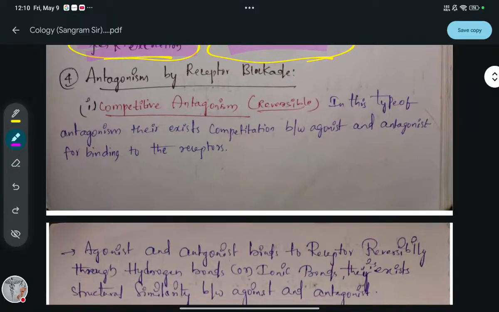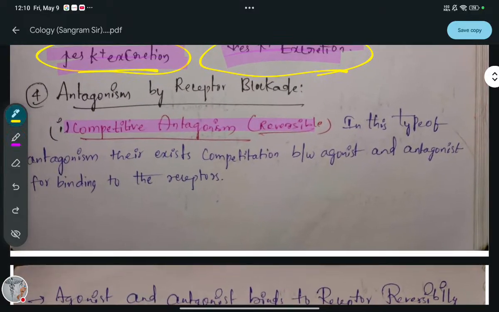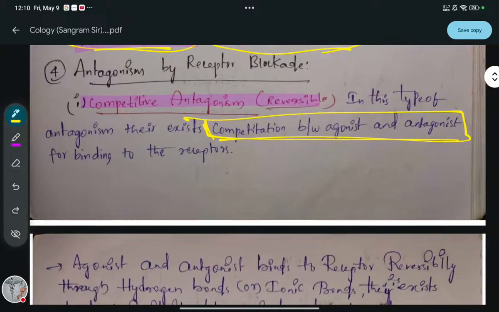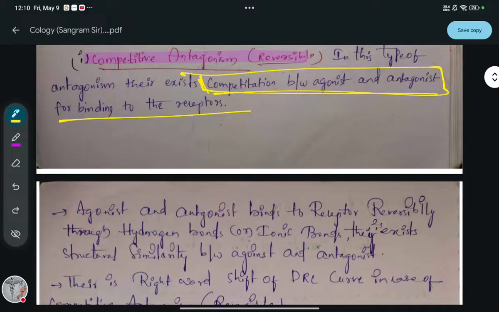So antagonism by receptor blockage is of two types. One is competitive antagonism, which is reversible, and another one is non-competitive antagonism, which is irreversible. So what is competitive antagonism? In this type of antagonism, there exists competition between agonist and antagonist for binding to the receptor. I mentioned earlier that it mainly takes place if both the drugs or both the ligands have similar structure. In that case, competitive antagonism mainly takes place.